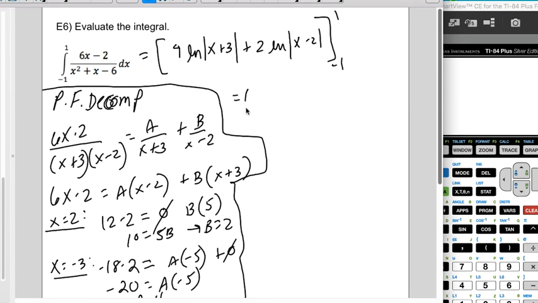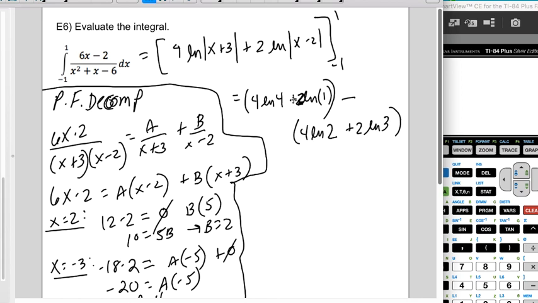So when I plug in, this is going to be 4 natural log of 4 plus 2 natural log of negative 1, but that's 2 natural log of 1 because it's in an absolute value. Sorry, that's a 2. It didn't quite come out that way. Minus, when I plug in the negative 1, I'm going to get 4 natural log of 2 plus 2 natural log of 3, right? Because it would be a negative 3.